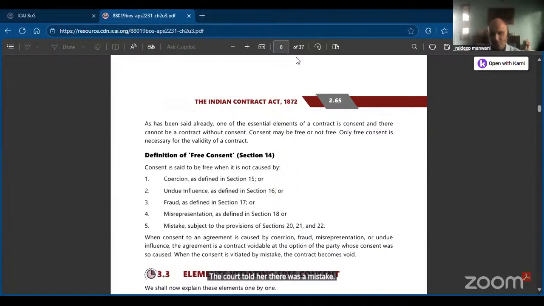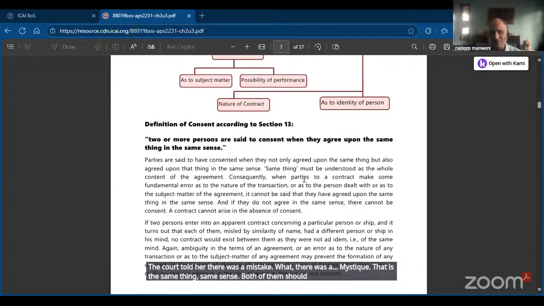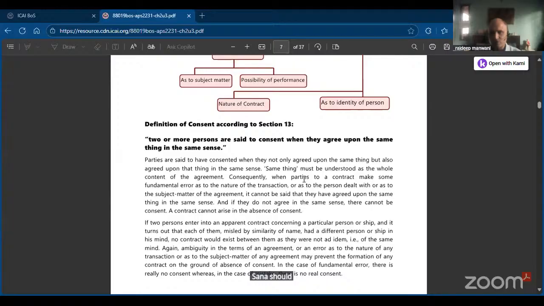What was there? A mistake. That is the same thing. Same sense. Both of them should agree on the same sense. Now, what is the same sense? Sana should not be forced or emotionally blackmailed or cheated into entering into a contract.